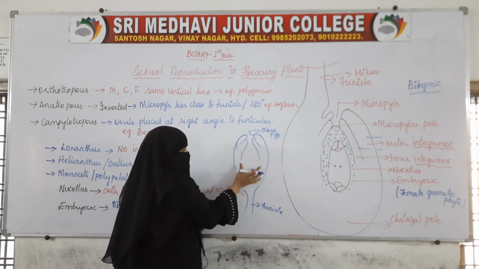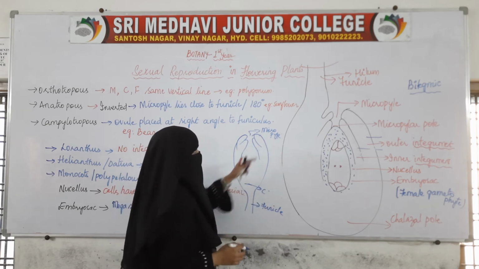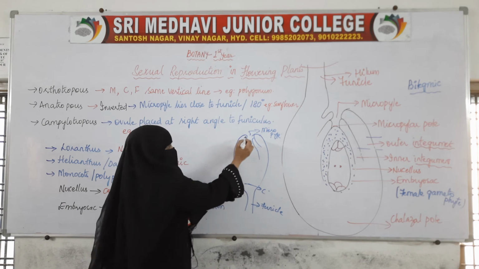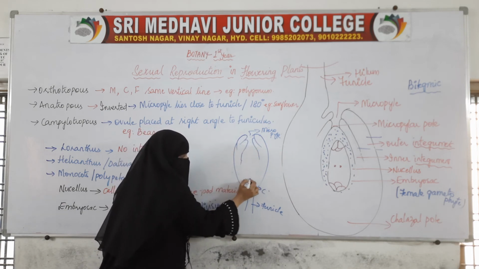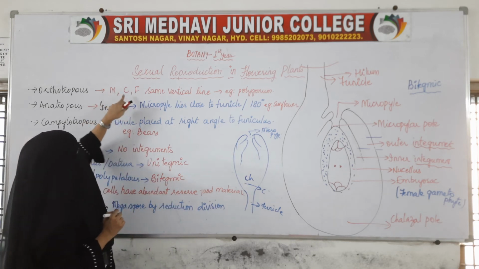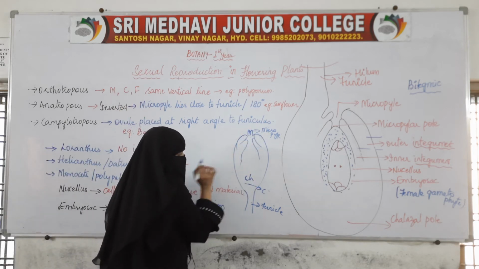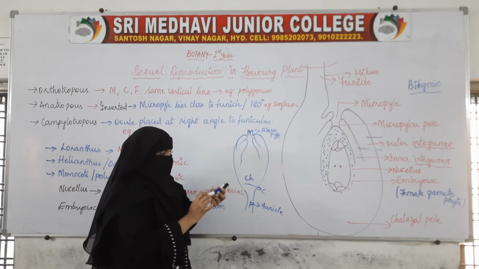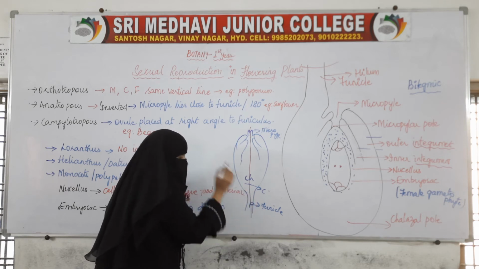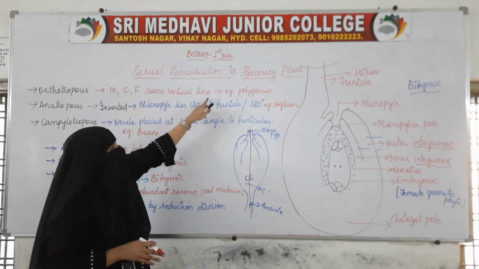This is the micropyle, this is the ovule, and this is the funicle. This is the basal end, that is the chalaza end, because if this is the micropylar end, this will be your chalaza end. So here this is the micropyle, this is the basal, that is chalaza end, and this is the funicle. All 3 of them, micropyle, chalaza and funicle, are on the same vertical line.